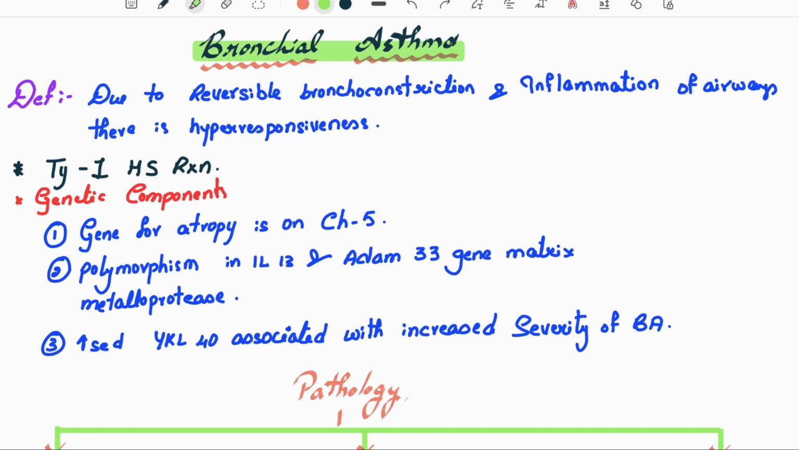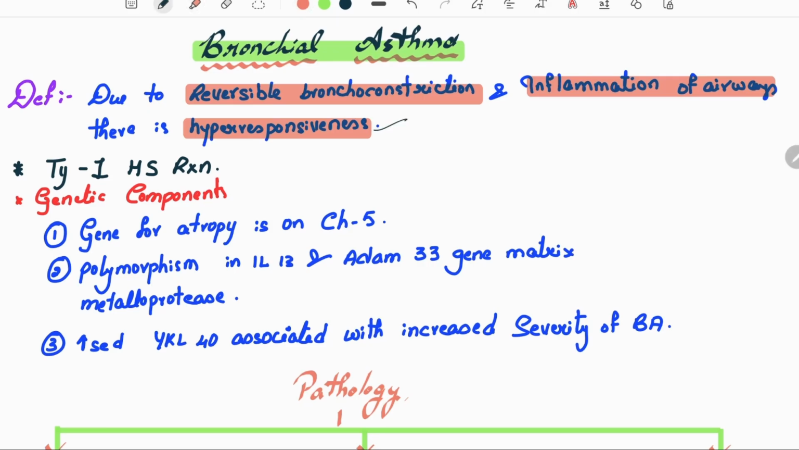The definition of bronchial asthma is: due to any kind of reversible bronchoconstriction or inflammation of airways, there will be hyper-responsiveness. Because of this hyper-responsiveness, we will get bronchial asthma. As it is hyper-responsiveness, we can say that this is a type 1 hypersensitivity reaction, and the most important genetic components are 3.